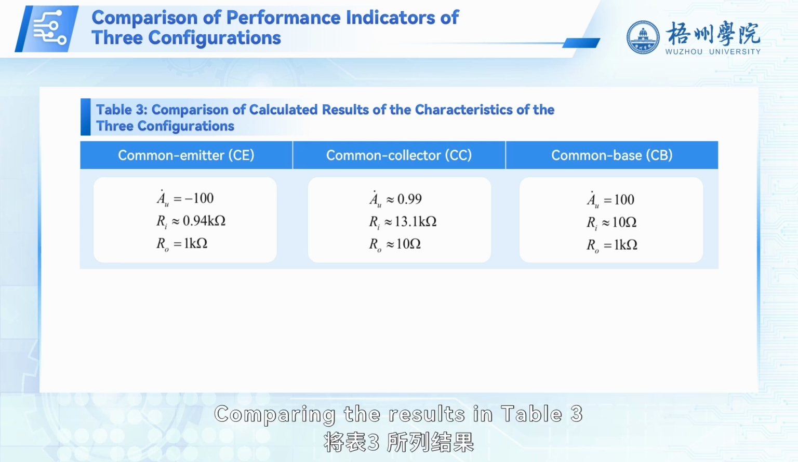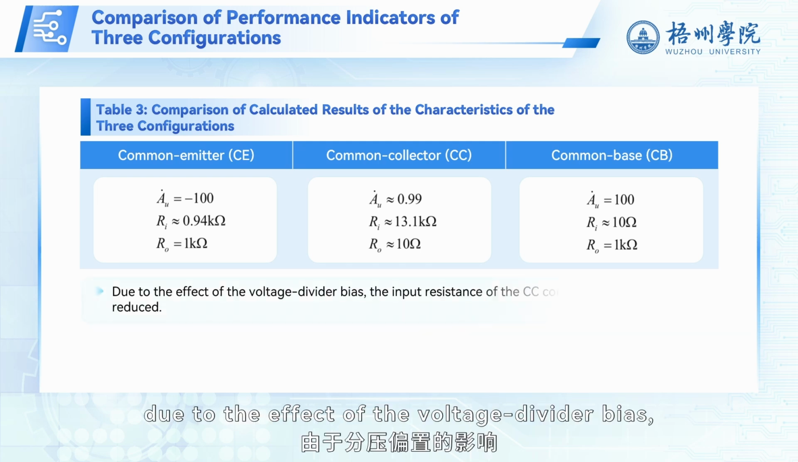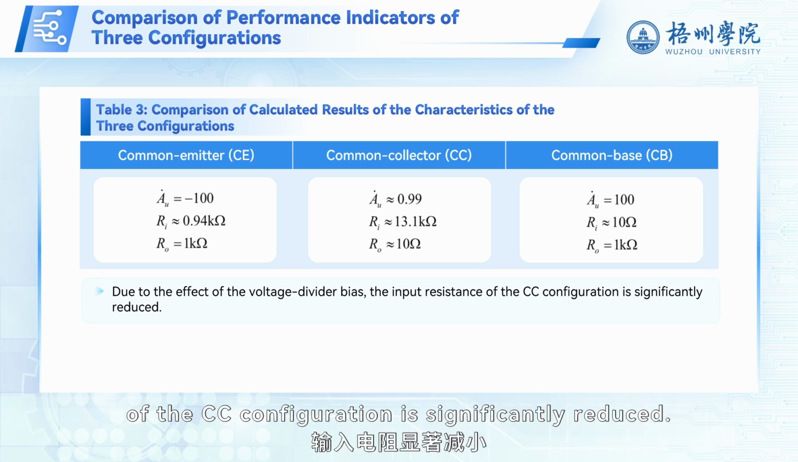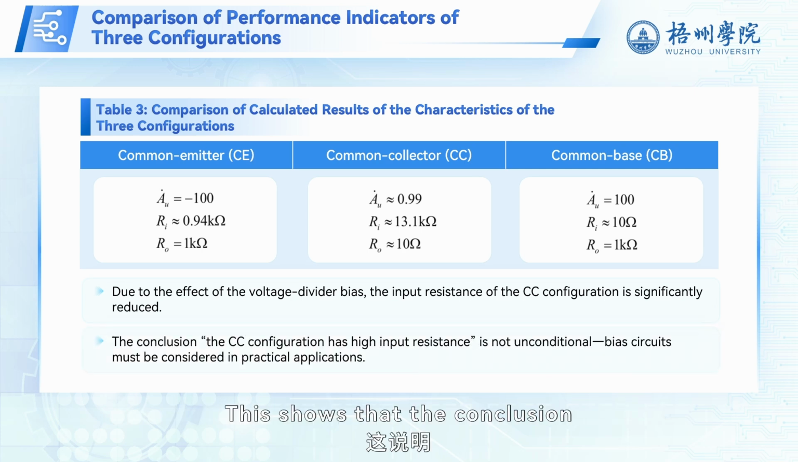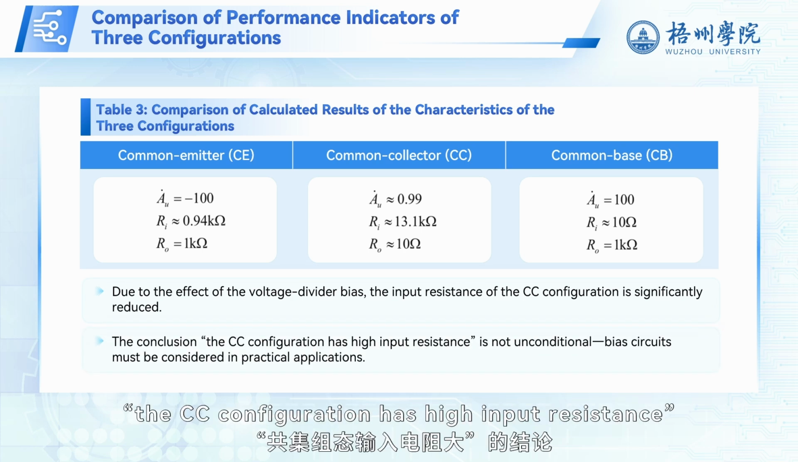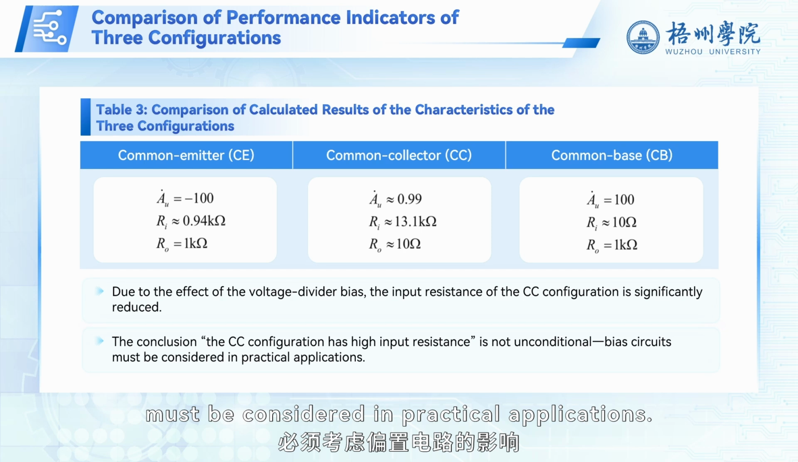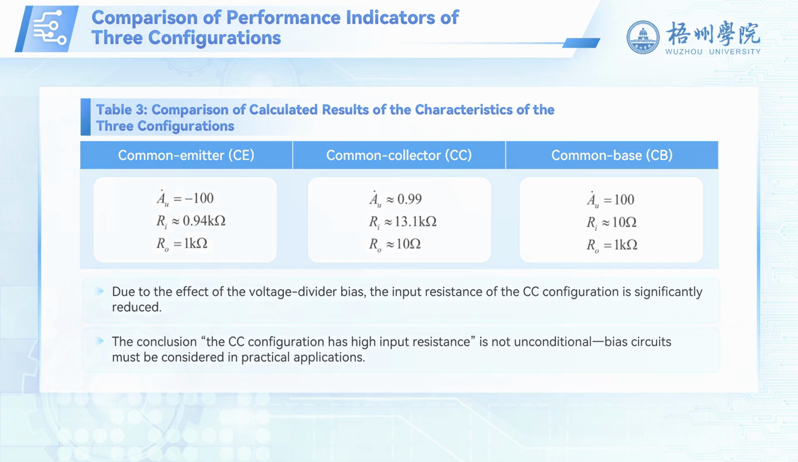Comparing the results in Table 3 with those in Table 2, it is evident that due to the effect of the voltage divider bias, the input resistance of the common collector configuration is significantly reduced. This shows that the conclusion that the common collector configuration has high input resistance is not unconditional. Bias circuits must be considered in practical applications.